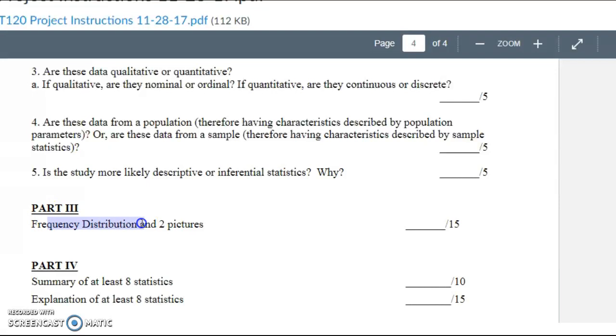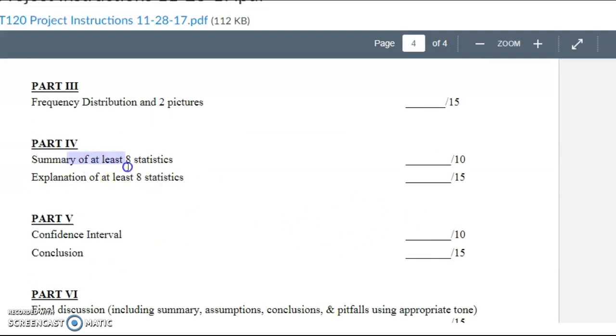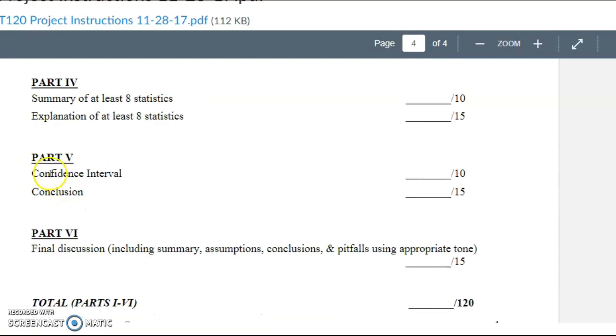And then part 3, frequency distribution in the 2 pictures. That whole part is 15 points. The summary of at least 8 statistics, you get 10 points. That's basically opening StatCrunch and clicking on those buttons. Explanation of those 8 statistics, that's going to be 15 points. Confidence interval is going to be 10 points, so you could really get that just from what? If you use StatCrunch to get your summary, your mean and your standard deviation, you can put that in right there using the online calculator too. But 15 points for that conclusion. What does it really mean?